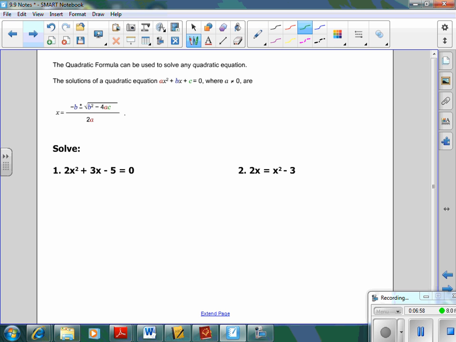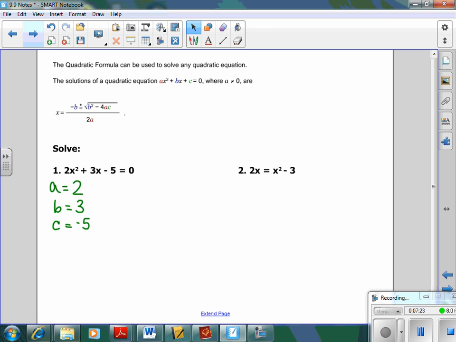So problem number 1, I have 2x squared plus 3x minus 5, and it equals 0. It always needs to equal 0. So double check that first. This one does. And now let's write down our values that we're going to plug in. A equals 2, the number in front of x squared. B, the number in front of x, is 3. And C is our constant, which is negative 5.